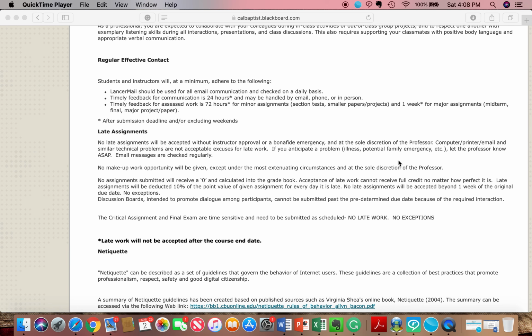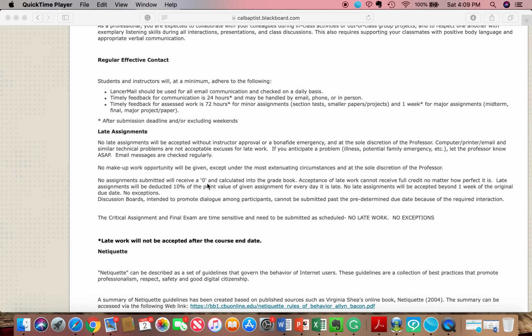If there is an emergency, we will deal with it. The key is letting me know. If you anticipate a problem, family emergency, let me know and we'll work around that. No makeup work will be given except under the most extenuating circumstances and at the sole discretion of the professor. If you have an issue, get a hold of me and we'll work through it. If you do miss an assignment, you will get a 0.